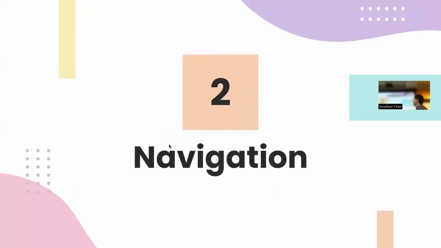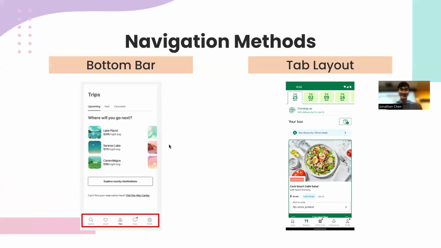On to the next topic, navigation. There are a couple of ways, as we touched on before. There's the bottom bar where you can tab between different screens. There's also the tab layout at the top there, which is pretty similar, just another way of switching between multiple screens. This one is strictly stuck on the bottom as a bar. So it's really up to how you want to design it.